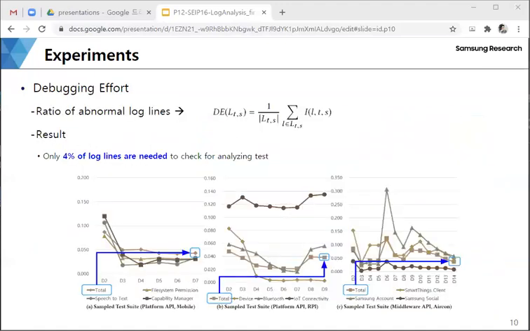We first want to know how many lines are highlighted by Historian. To check this, we defined a metric named debugging effort, D, based on anomaly scores. A low D score means that developers only need to check a small number of log lines to get debugging insight. This figure shows the result for each TCT. As you can see, the average D score is about 0.04 for all 3 TCTs. This means that developers need to check only 4% of log lines when a test fails by using our tool.